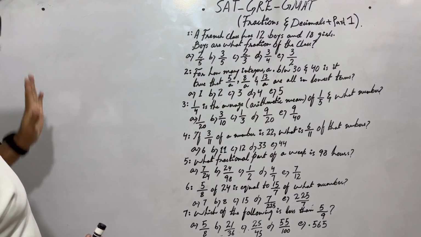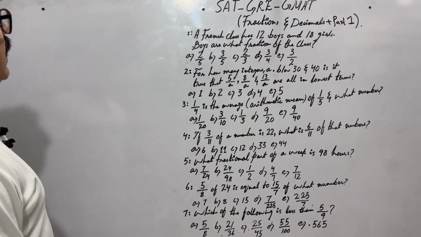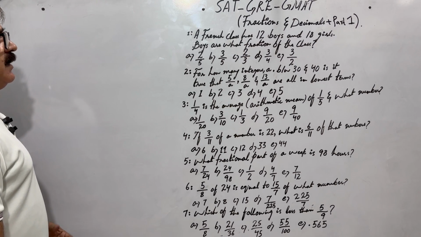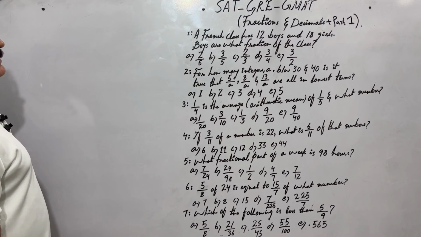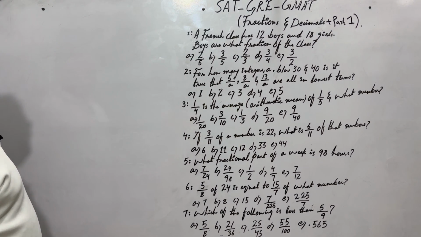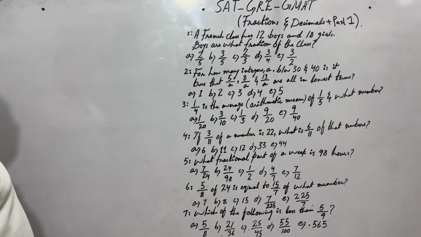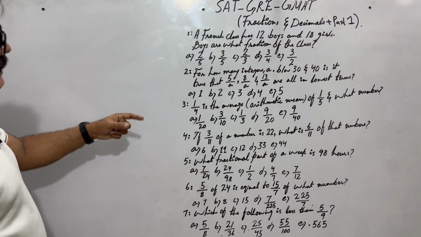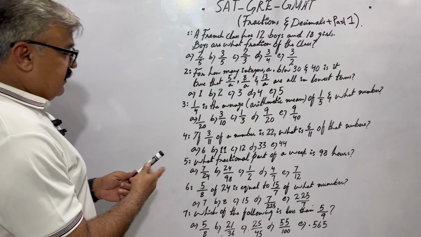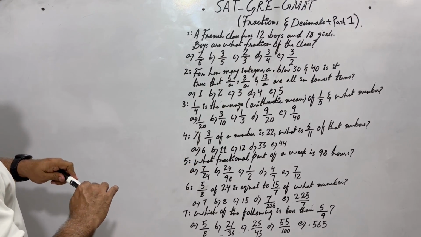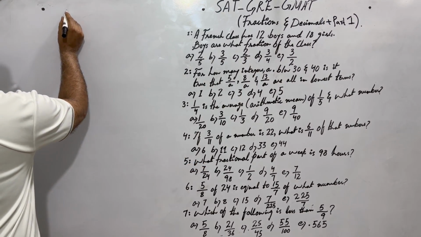Our question number 1 is very tiny and basic. A French class has 12 boys and 18 girls. Boys are what fraction of the class? How many boys are in the French class?